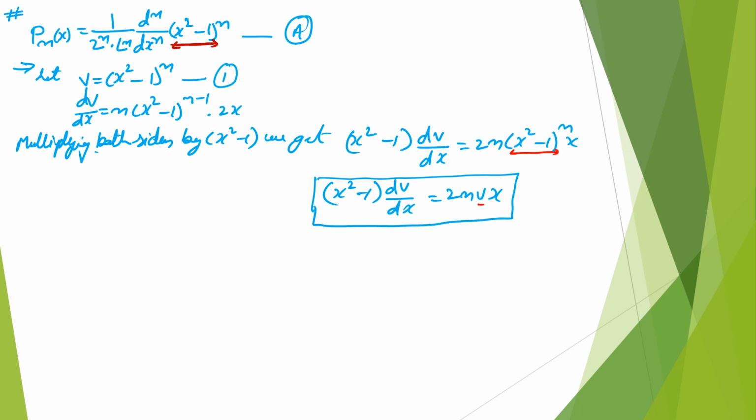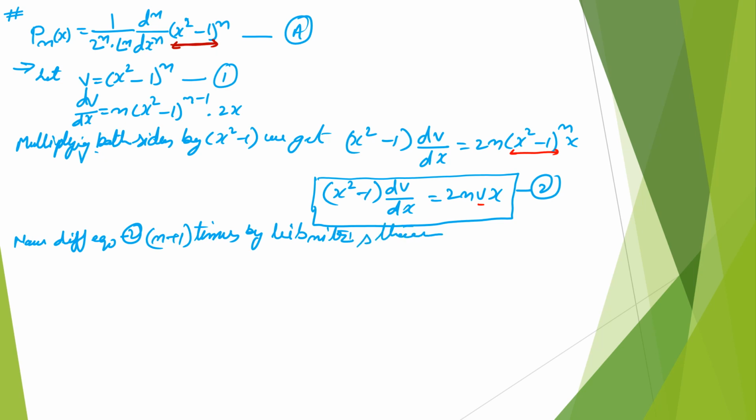Now differentiating equation 2, this is equation 2, n plus 1 times. Now we have to differentiate n plus 1 times. So we have one formula, that is Leibniz theorem.